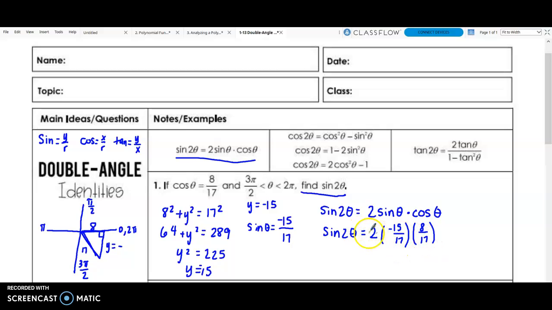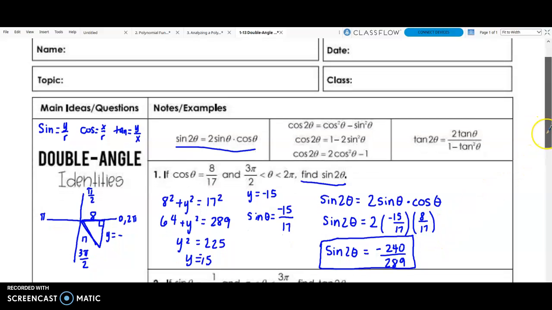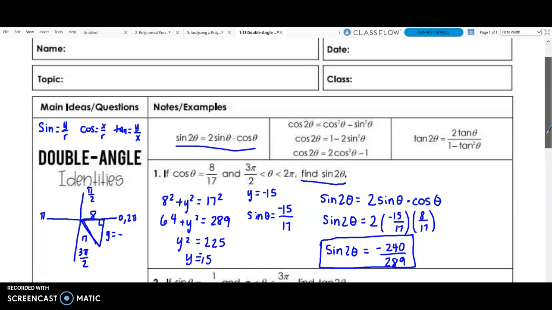And since these are just numbers, you just plug it into your calculator, and that will give you the exact value as a fraction. In this case, it's negative 240 over 289. So you can do that last part in your calculator. As long as it doesn't have any square roots, put it in your calculator and give the answer. Okay, pause the video so that you can copy down the notes, rewatch it how many times you need to. And you need your unit circle to look at the values.